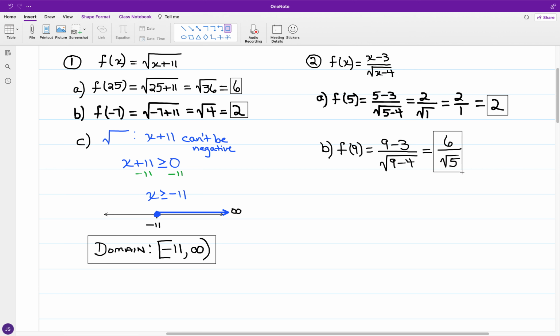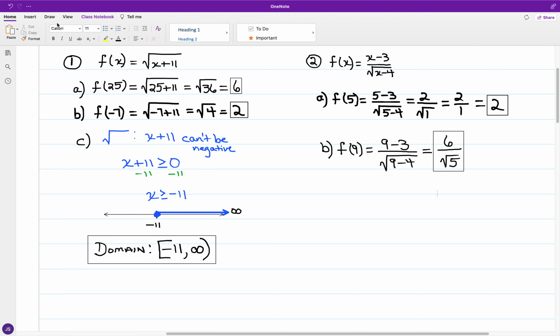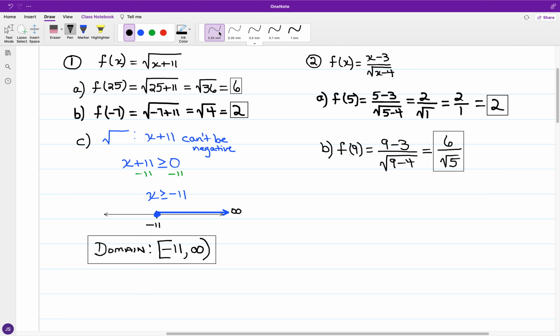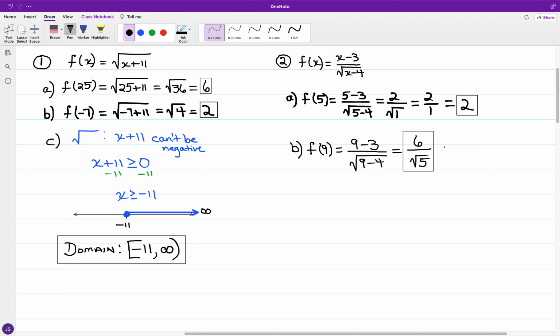This is one way that the answer can be displayed. And if this were an ALEKS exercise, I believe it would accept this version of the answer. But if there were any other way, like for 6 over the square root of 5, if I translated this without the radical in the denominator, I could just multiply by 1 in the form of the denominator divided by itself.